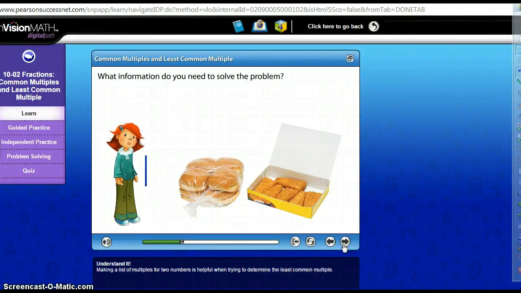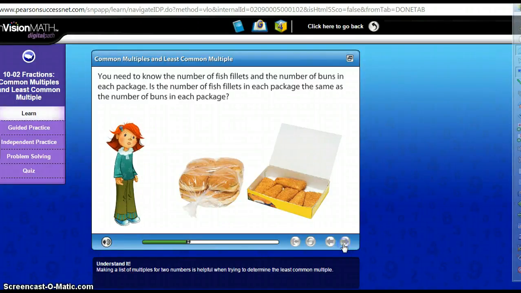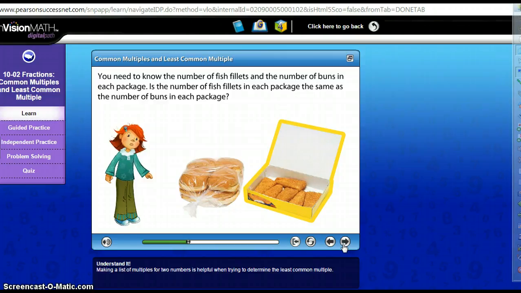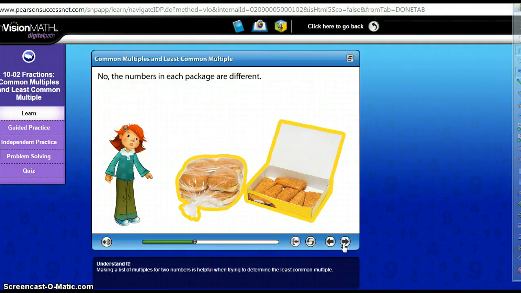What information do you need to solve the problem? You need to know the number of fish fillets and the number of buns in each package. Is the number of fish fillets in each package the same as the number of buns in each package? No, the numbers in each package are different.